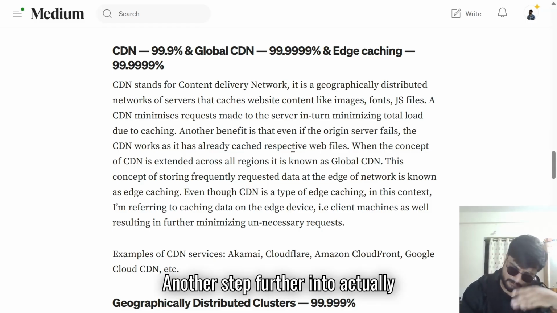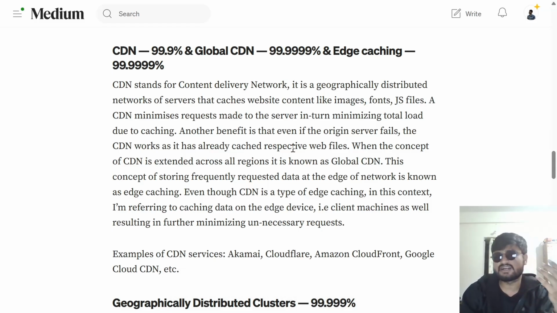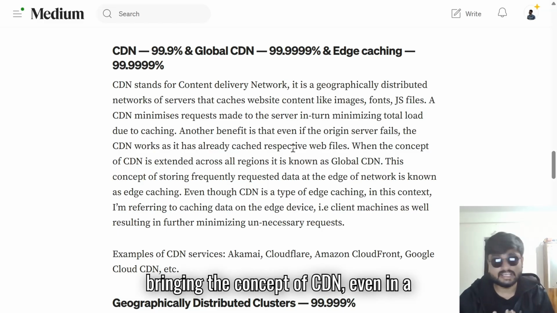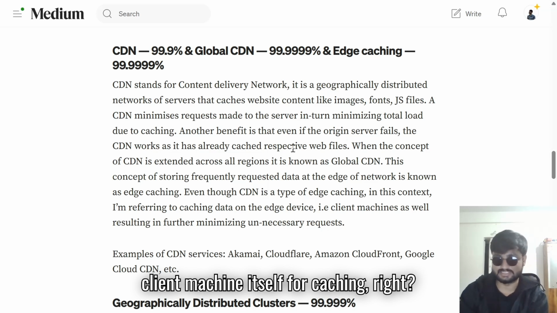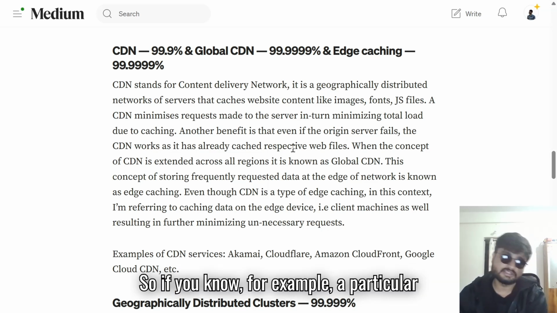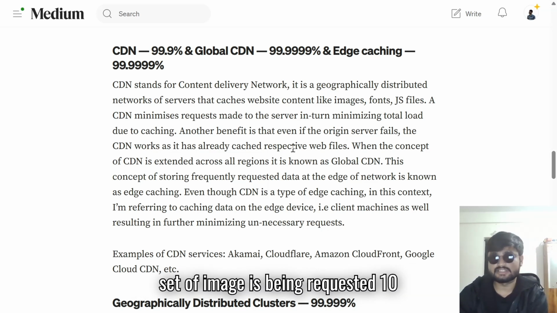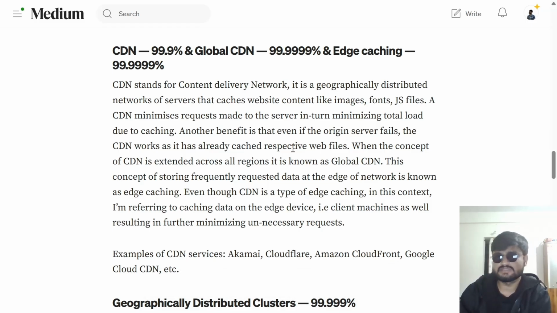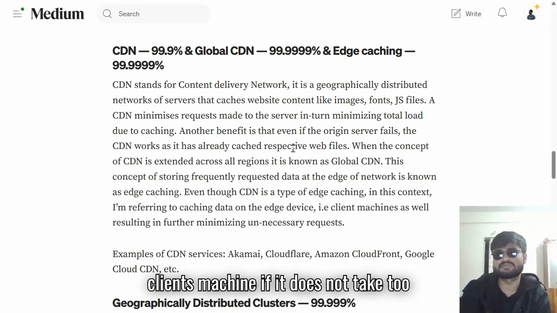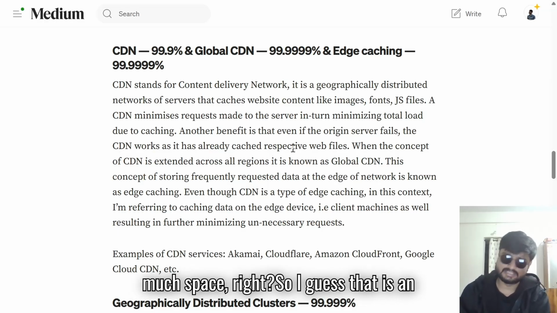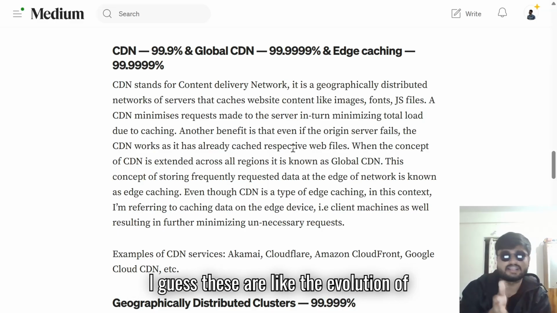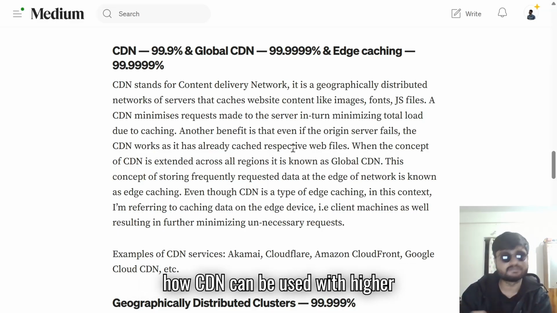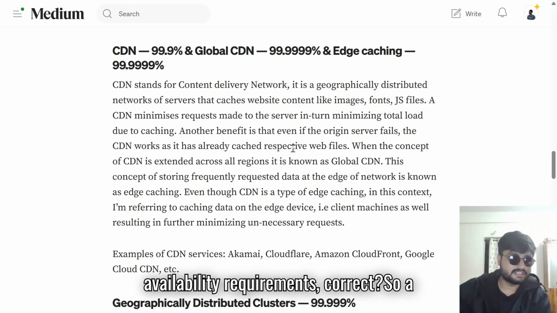A step further, to put the CDN concept in an even stronger position, is to use the client machine itself for caching. For example, if a particular set of images is requested 10 times a day by a user, it is best to keep a copy of that image on the client's machine if it doesn't take too much space. That is an example of edge caching. These are the evolution of how CDN can be used with higher availability requirements, correct?